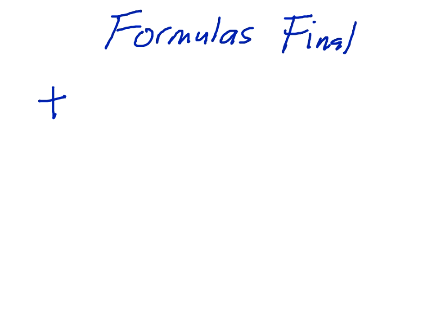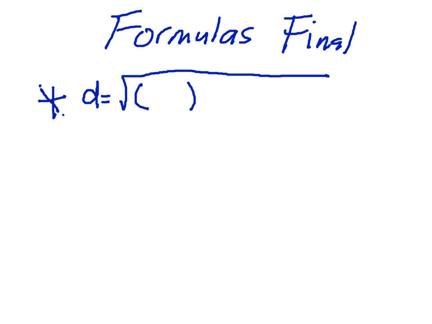So remember, if you have the coordinate plane and you have 2 points on the coordinate plane and you want to find the distance between them, you're going to use the distance formula, which is d is equal to the square root of, remember you have to subtract the x's, so that's x sub 2 minus x sub 1 squared, plus y sub 2 minus y sub 1 squared. So you need that formula to find the distance.